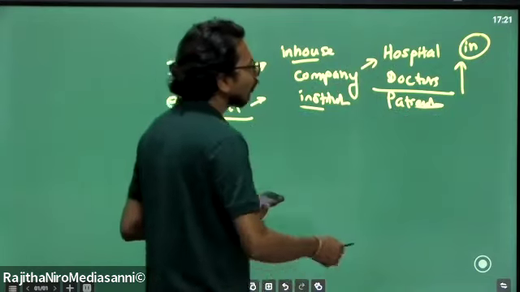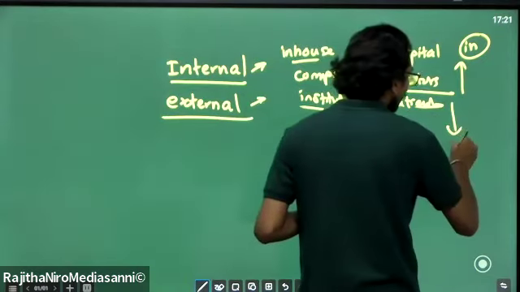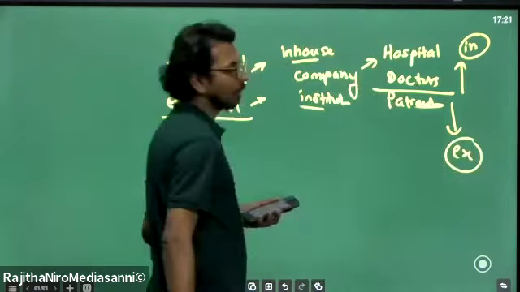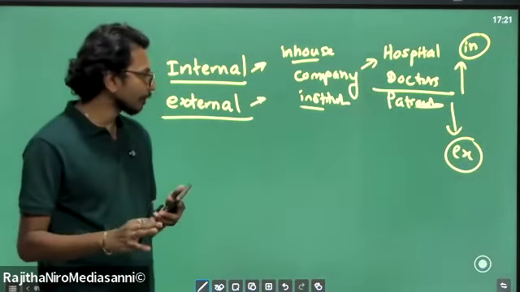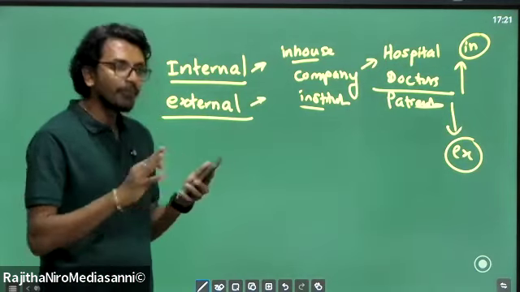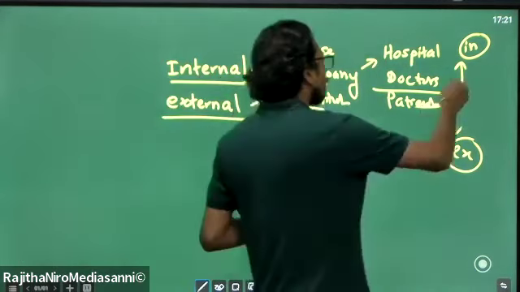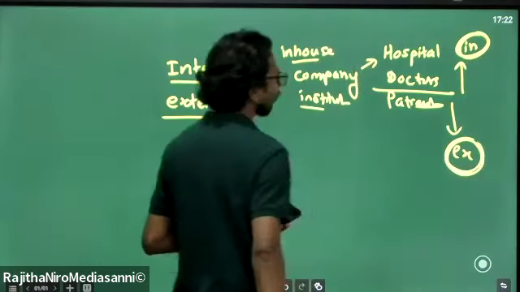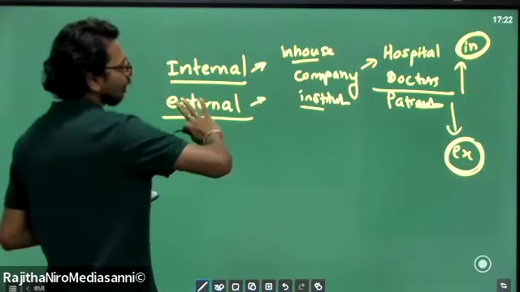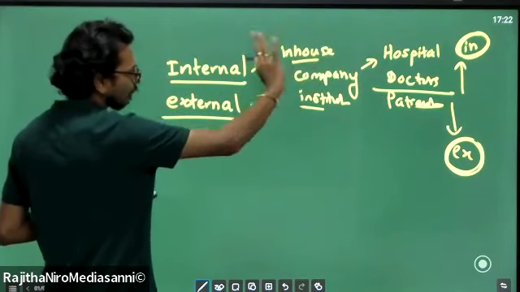But patients are outside people. That people are called the external party. So there is an internal party and an external party. In an institutional publication, what do we call them? There is an internal idea and an external idea. The internal people are the in-house people.